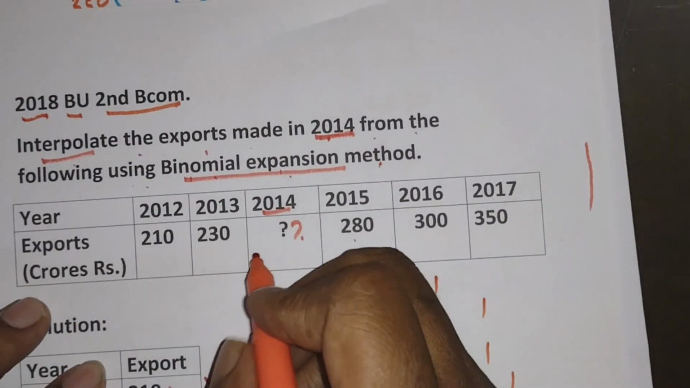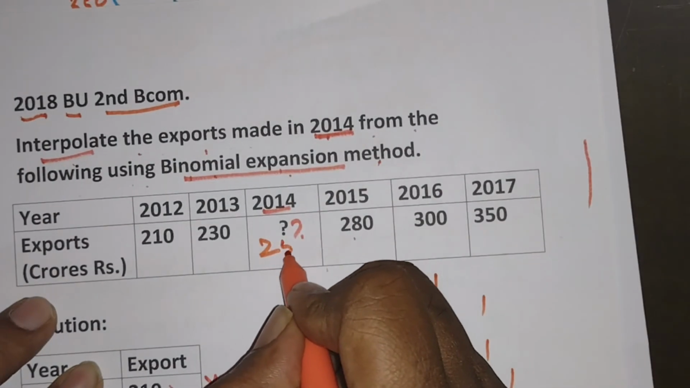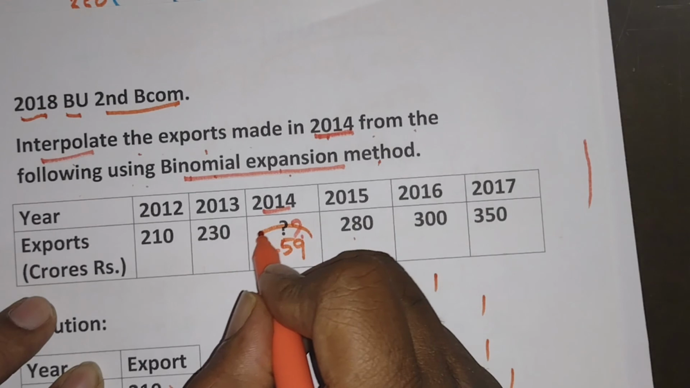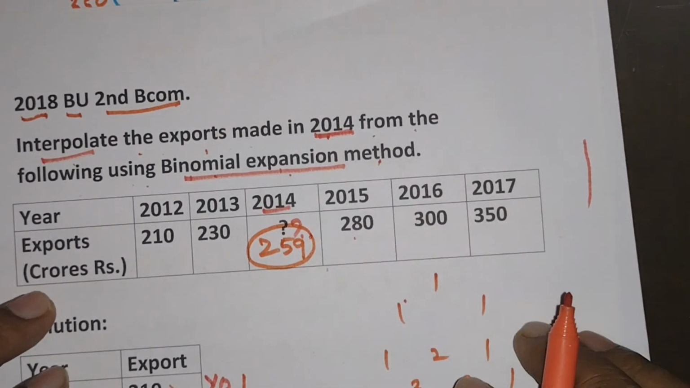So there was a missing value for 2014. So the 2014 missing value is 259. This is called interpolation of the value.